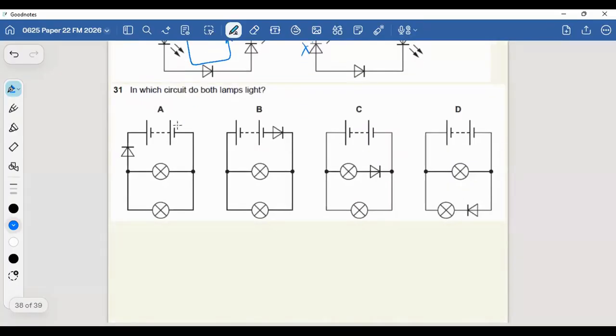Next, in which circuit do both lamps light? Positive with the negative, so this is blocking the current. Again, this is blocking the current, allowing the current, no blockage. So C is the perfect option. So what is happening here? This is the only combination. This is also working as a reverse biased diode. When the positive is connected to the negative end, it will block the current. So one lamp will be lit up, but the other will not light. So that was the only option in which both of the lamps will light up.